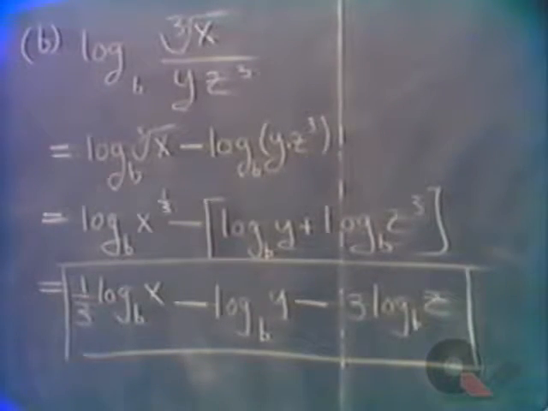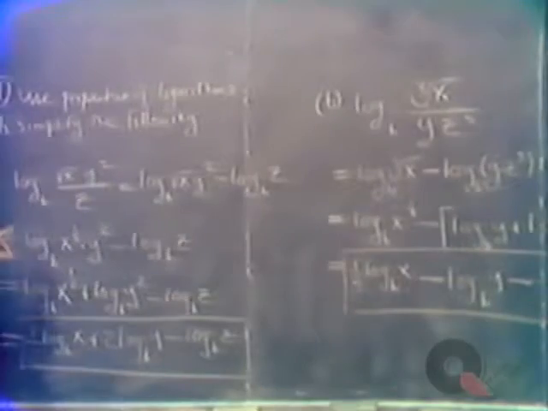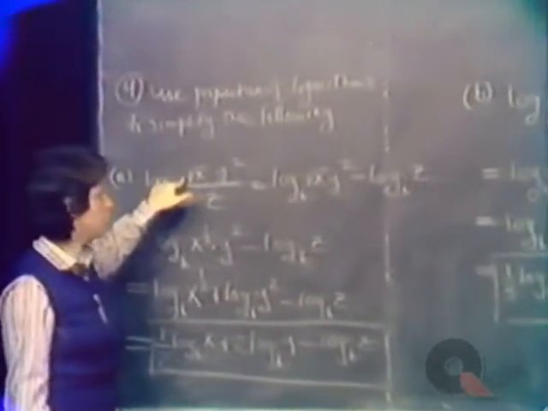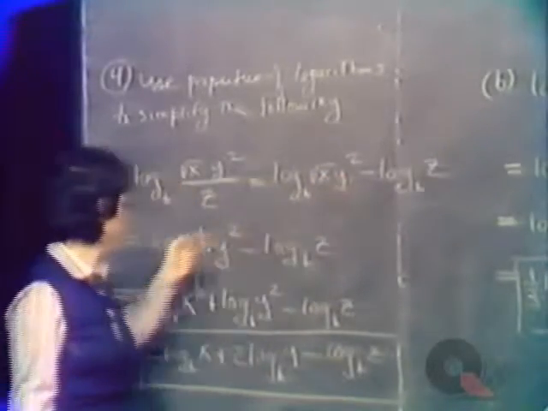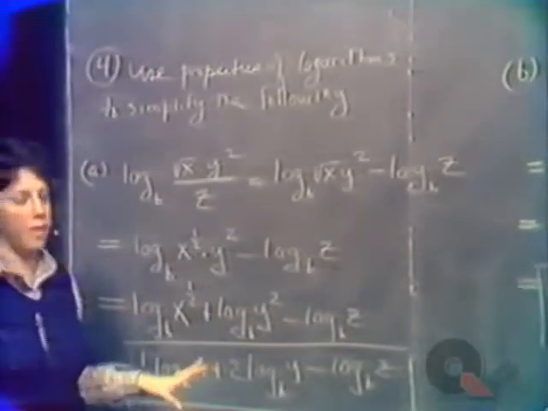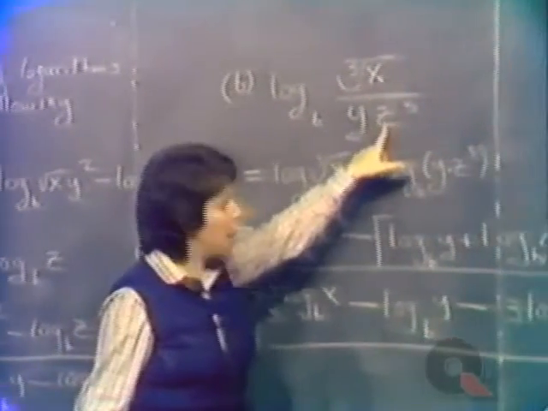Okay, now I just want to point something out between these two problems. Over here, they both were logs of fractions. Over here, the product occurred in the numerator, so the log of a product was the sum of the logs of the factors, and there was no difficulty with parentheses or anything like that. Here, however, the product occurred in the denominator.